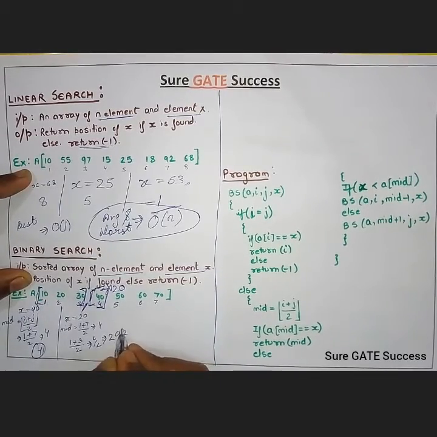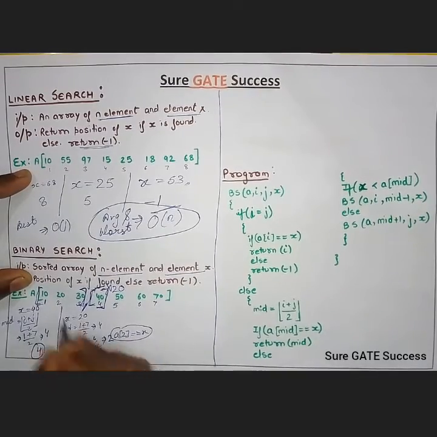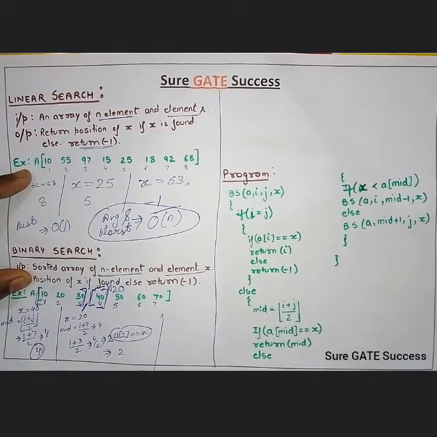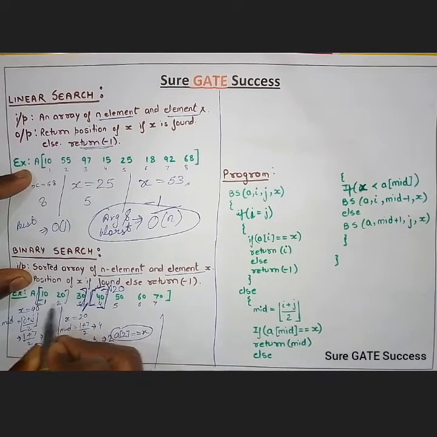Compare a of 2 with x. It is the same, so what we have to return is 2. Similarly, if we have to find 10, we will not get it here, so we have to apply the search on these two numbers, and finally we will get 10 here.